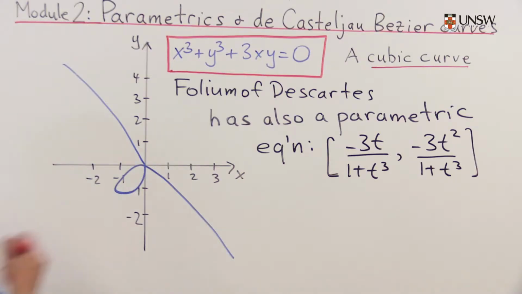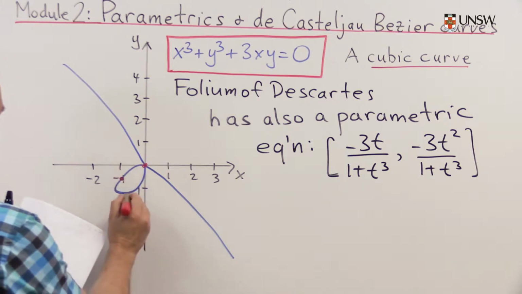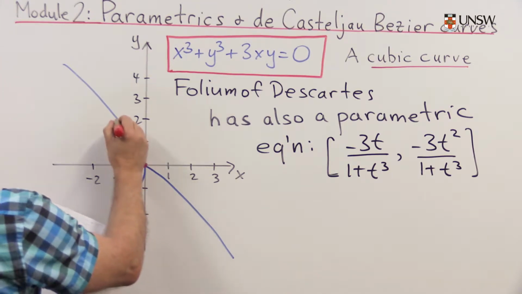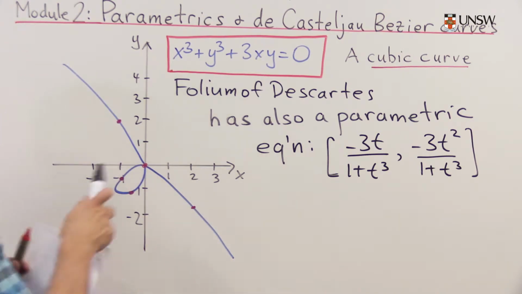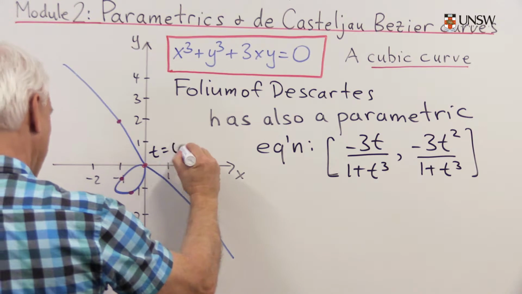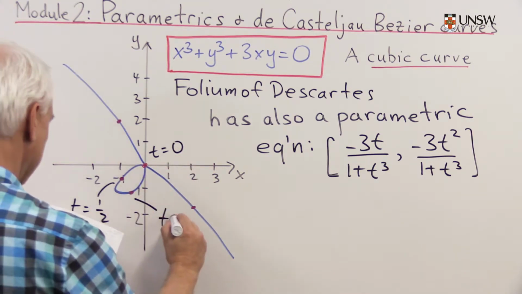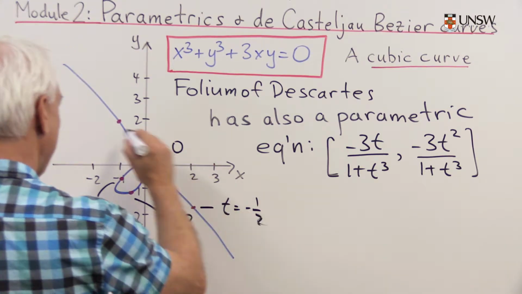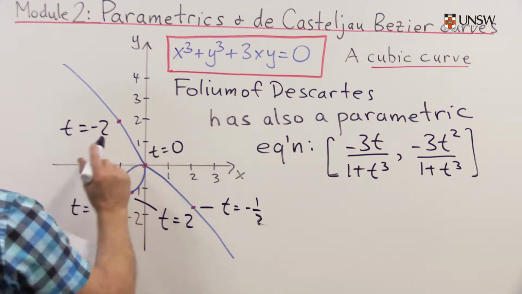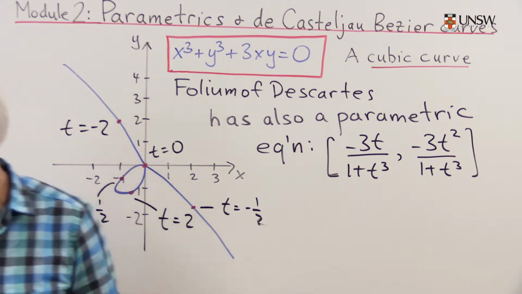t equals 0, well, that's easy to see. It's right there. If t equals a half, somewhere around there. t equals 2 is here. t equals minus 2 is maybe somewhere here. t equals minus a half is somewhere there. So there's t equals 0. This is t equals a half. That's t equals 2. This is t equals minus a half. This is t equals minus 2, for example. And you could easily cook up more points on the curve.